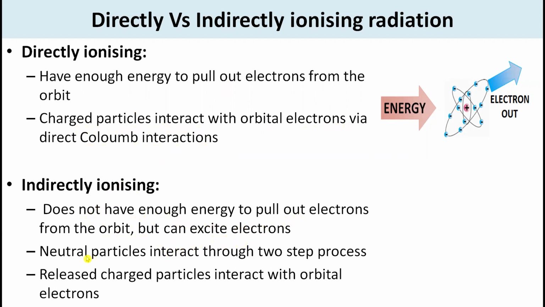In such cases, neutral particles interact with matter through a two-step process. In the first step, a charged particle is released in the medium. As an example, when photons interact with matter, positrons and electrons are released. Now, these charged particles can interact with the orbital electrons of the atoms in the medium, thus causing ionization.